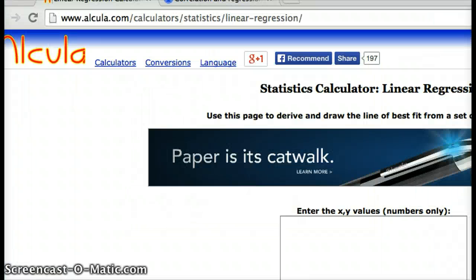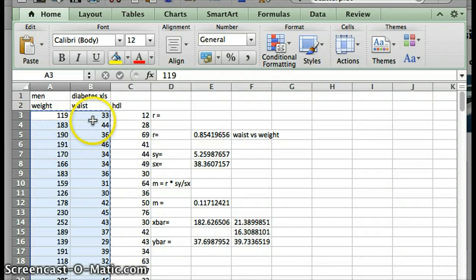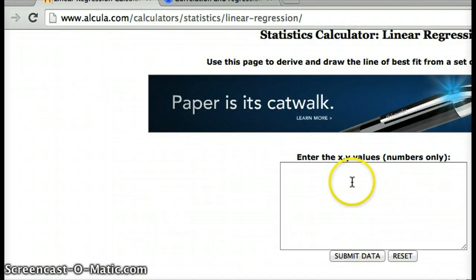So we're going to look at an internet site to visualize this. The one I like is www.alcula.com/calculators/statistics/linear-regression. Now you'll notice down here we need to enter x and y values as numbers only. I'm going to go back to Excel and I'm going to copy those two columns of data that I need. So I've done that, copied the waist column and the weight column. We're going to copy those directly and put them into the data.